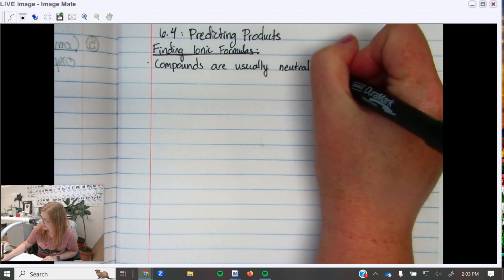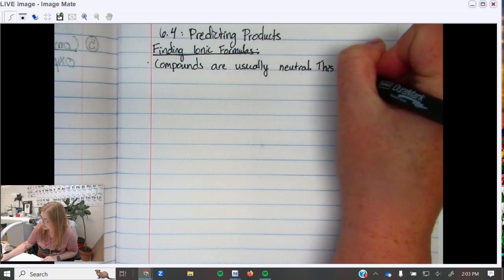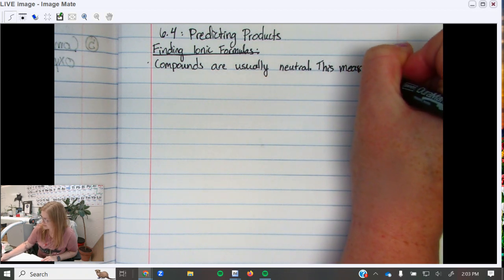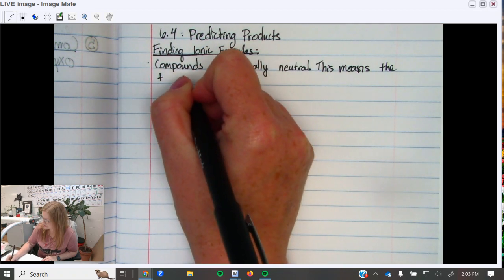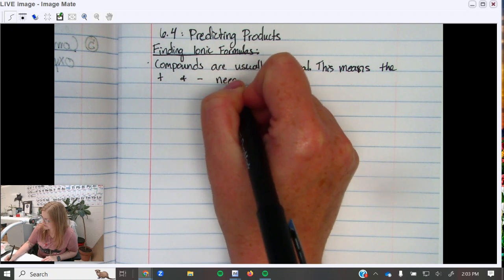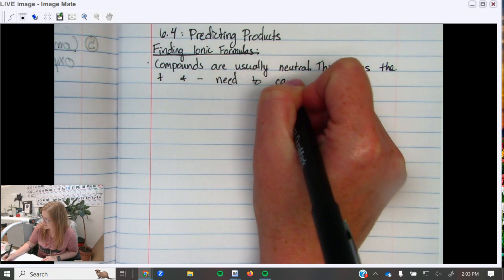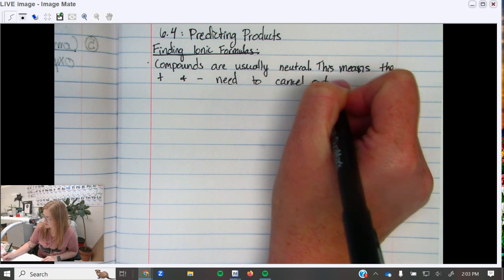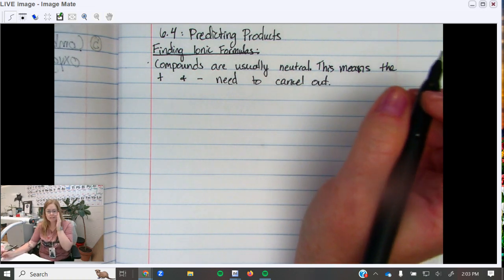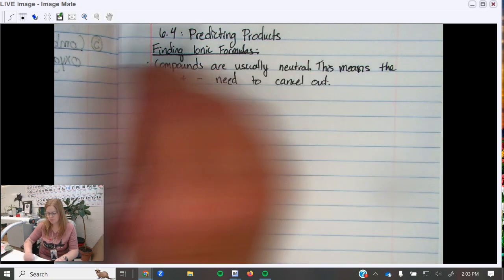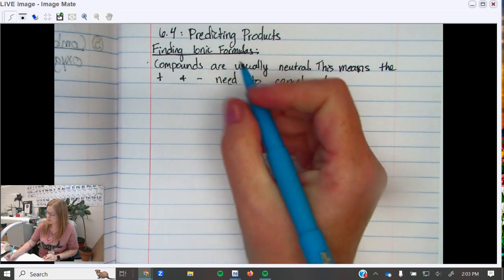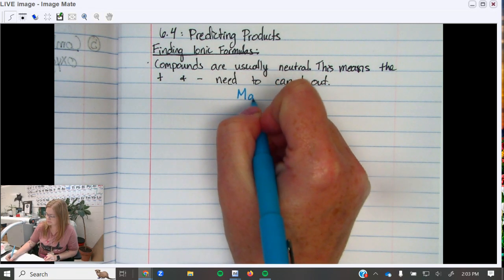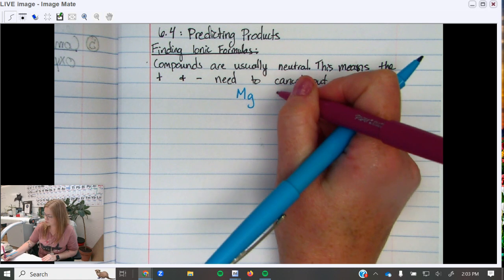So this means the positive and negative need to cancel out. So if I had a question like, what is the formula for, I'm going to use two different colors here just to help me keep track of things. What is the formula if I put magnesium and chlorine together?